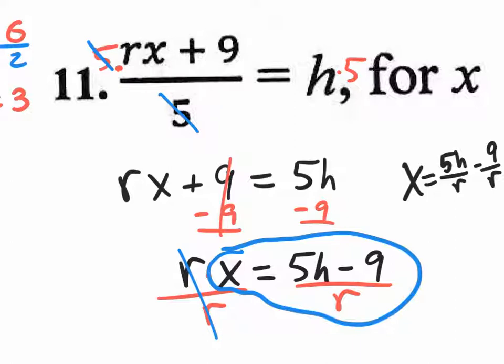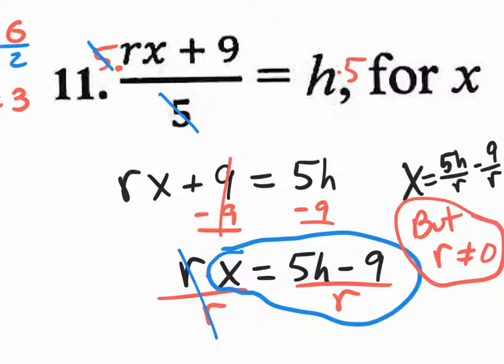Now, in this case, we do have a variable r in the denominator, so we do want to state an additional part of our answer. We want to say but r cannot be 0, because if r were 0, then this whole fraction, this whole answer would be undefined. So whenever you solve for a certain variable and you get an answer that has a variable in the denominator, you want to make sure that that denominator cannot be 0. So you have to write r cannot be 0 in that case.